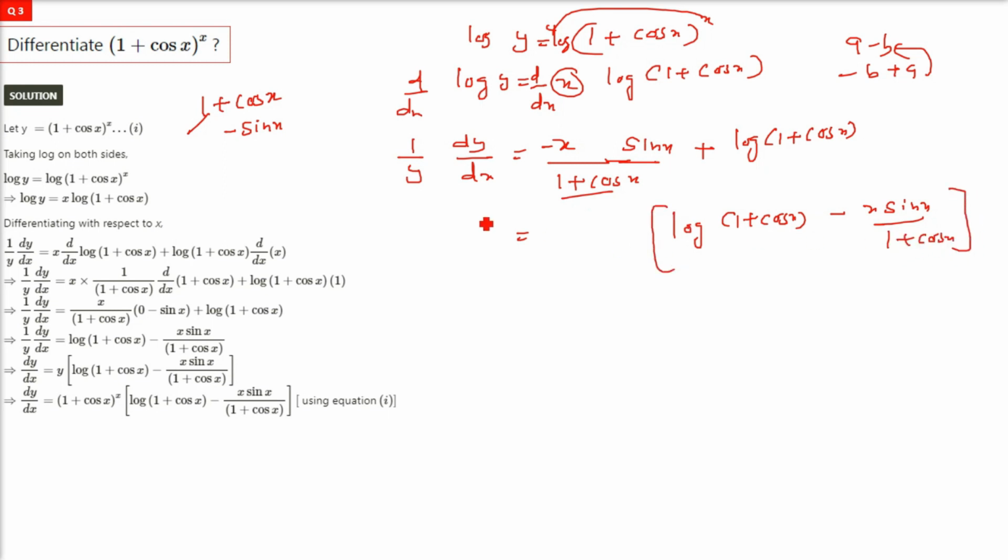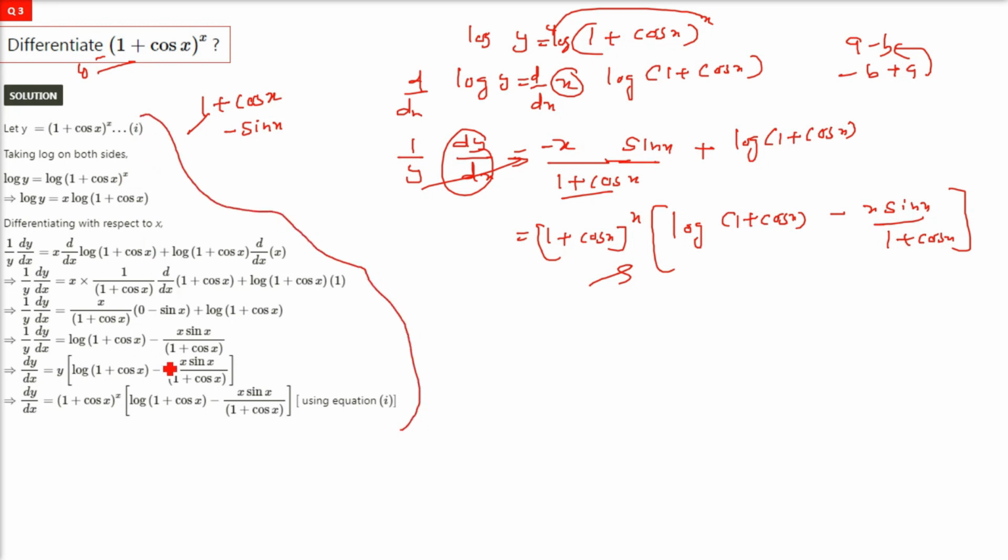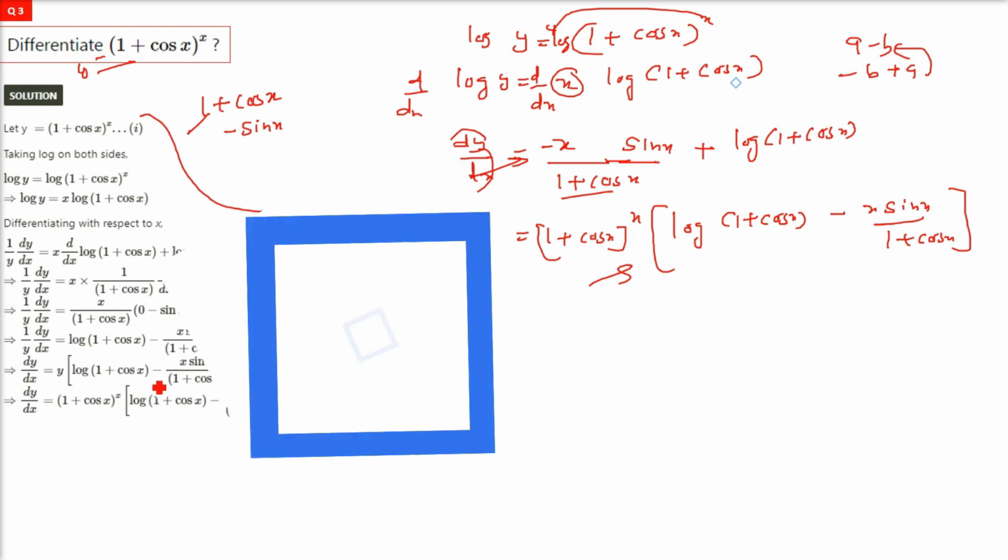And we have a y in the denominator, we have to bring this y in the numerator. And what was y? The initial one, 1 plus cos x to the power x. So we have 1 plus cos x to the power x. This is your final answer, and this is dy by dx. And this is how you're going to go about it, write about it, and show the examiner. These are the steps I have applied.